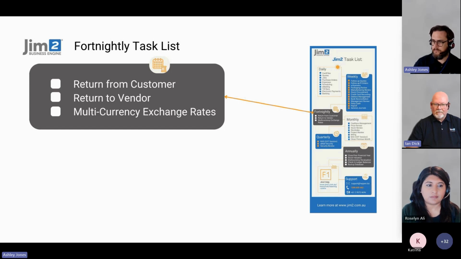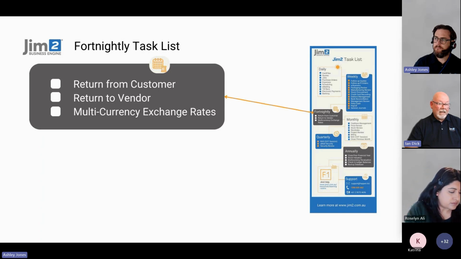We need to get those things moving and either cancel the return or proceed to a finish status. And as far as your exchange rates are concerned, well, I think people who are serious with multi-currency are probably looking at their exchange rates on a daily basis. But again, it's just a catch up. If an exchange rate hasn't been changed in the last fortnight, then it should definitely be reviewed.